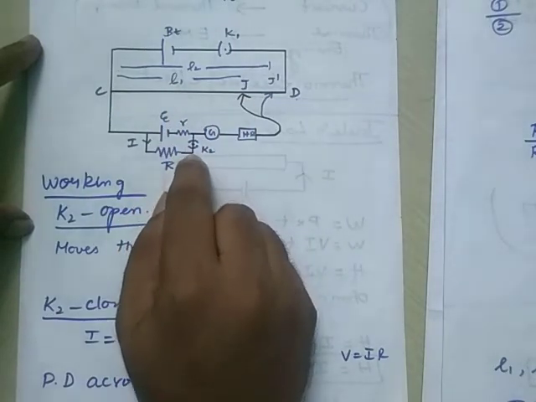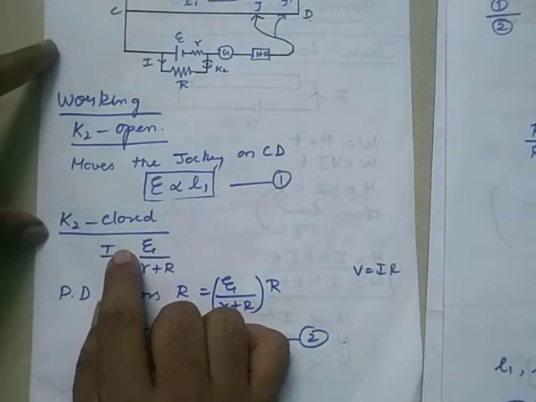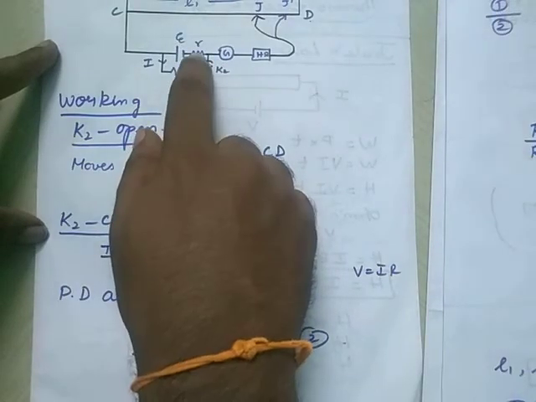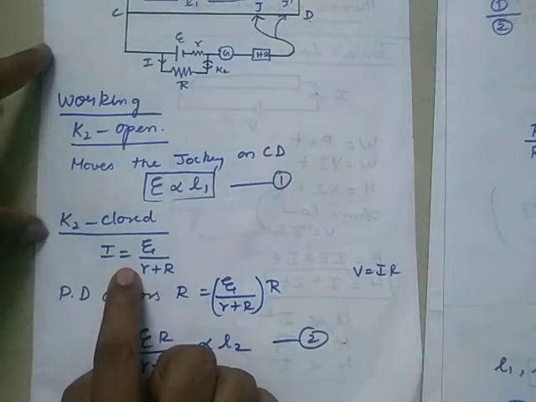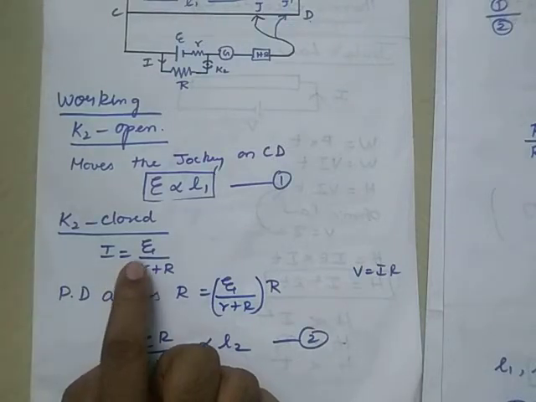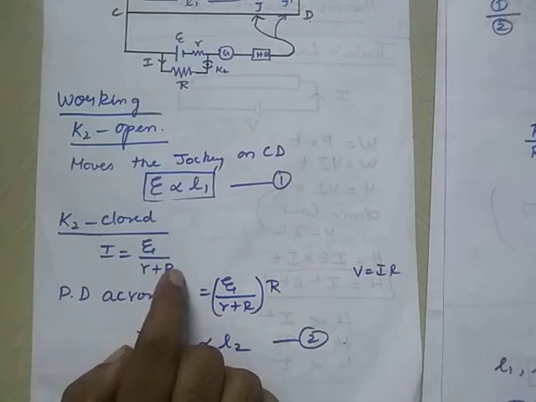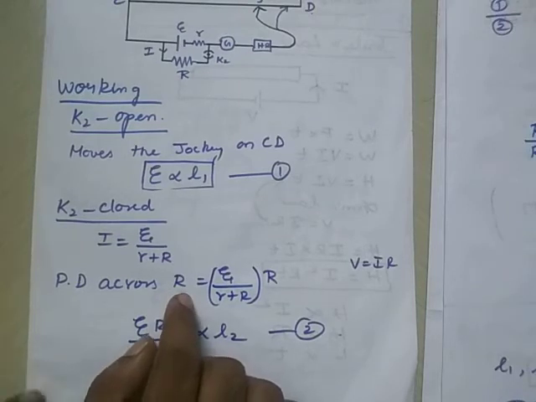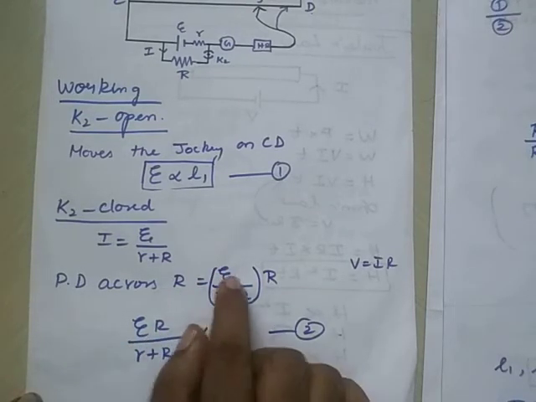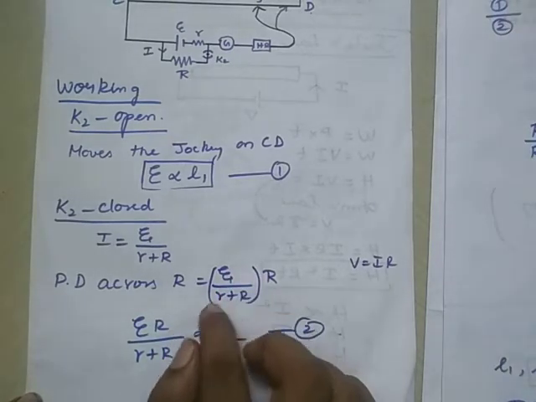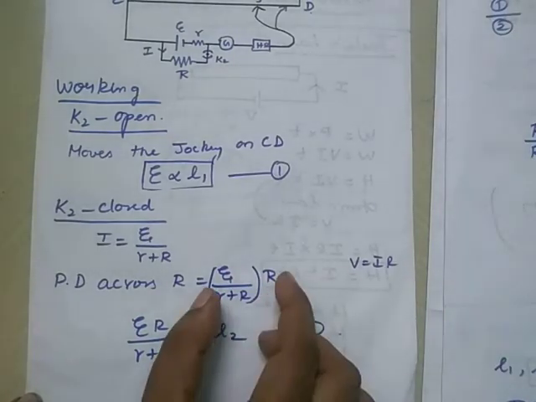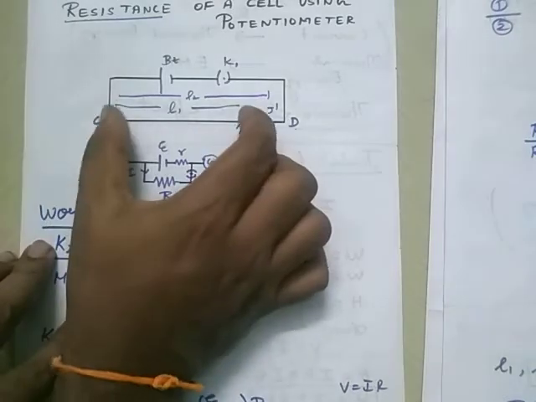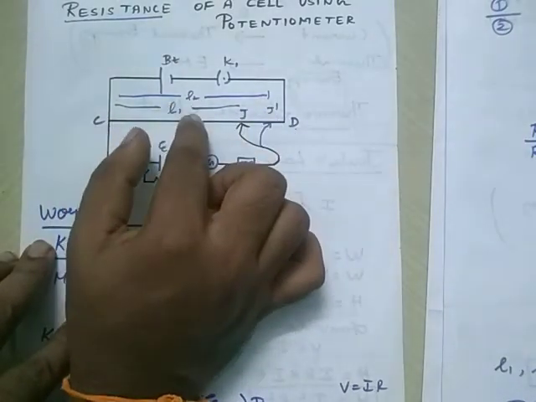After the key is closed, the current I passes through the circuit having the resistor R and small r. We know very well that current I = V/R. Here V is the EMF ψ, and the total resistance is R + r because the resistors are connected in series. Then the potential difference across R can be written as IR, where I = ψ/(R + r), so the potential difference across R is ψR/(R + r). This potential difference across R is equal to the potential drop across L2.